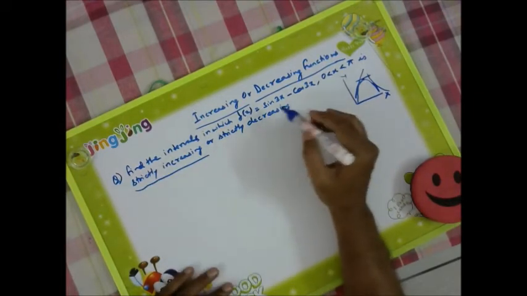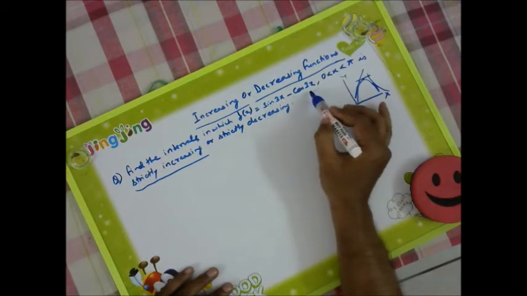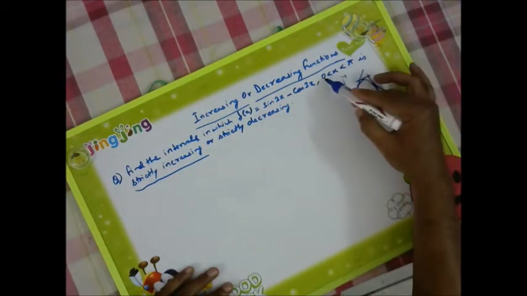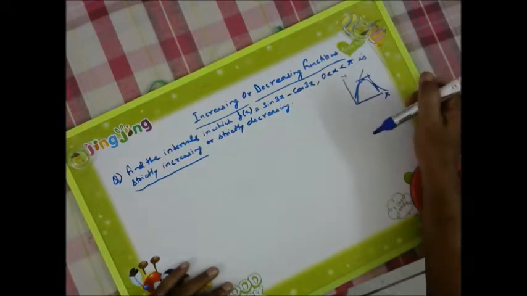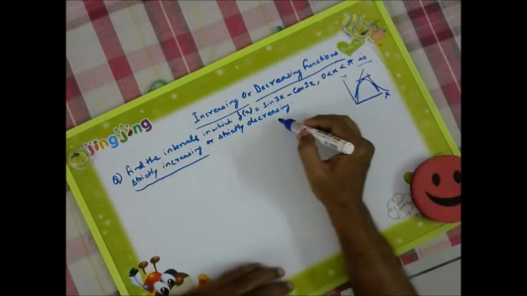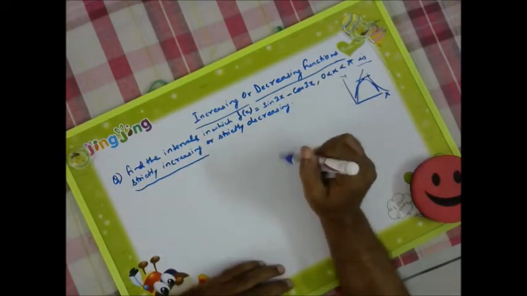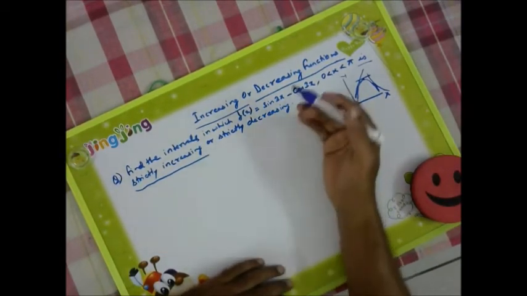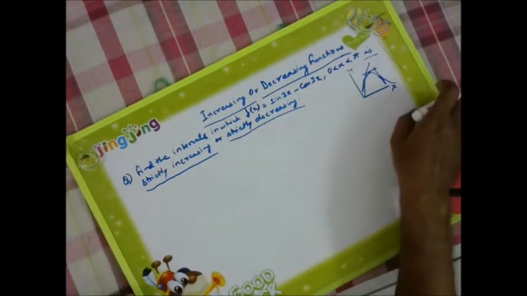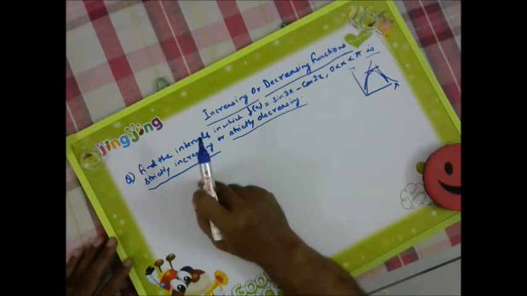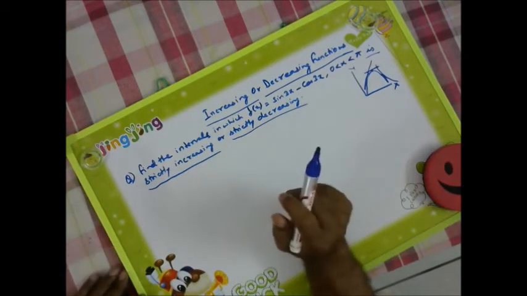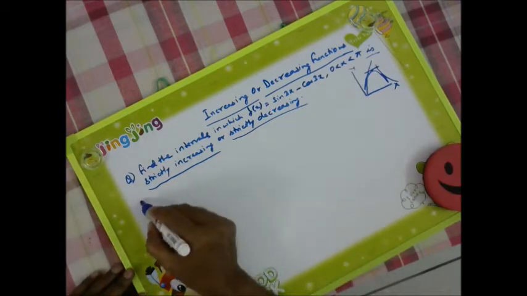We are given the function f(x) is equal to sin 3x minus cos 3x, and we are already given that x belongs to the interval between 0 and pi. We need to find the intervals in which the function is strictly increasing and strictly decreasing. So two sets of intervals need to be found: one for strictly increasing, another for strictly decreasing. Let us solve this question.